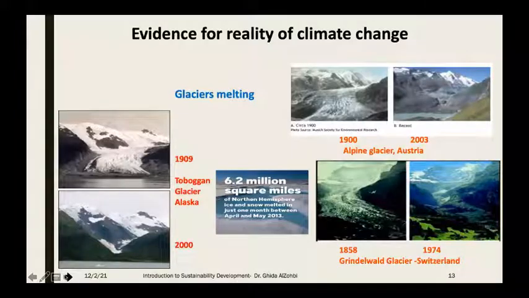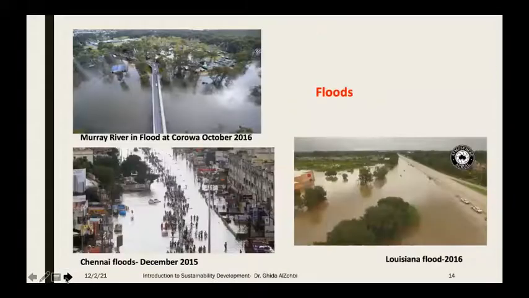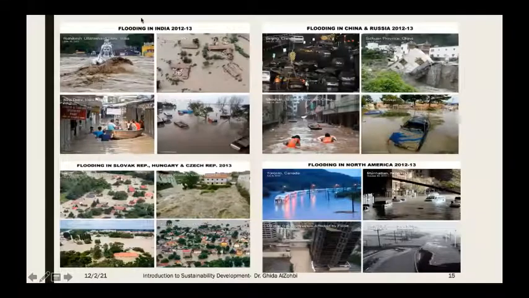So here are some evidences for the reality of climate change. For example, glaciers melting: in Toboggan, Alaska, between 1909 and 2000, here in Austria between 1900 and 2003, and here in Switzerland between 1858 and 1974. Flooding in many countries around the world: in 2016 in Louisiana, in 2012 and 2013 in India, for example, also in North America and in China and Russia.